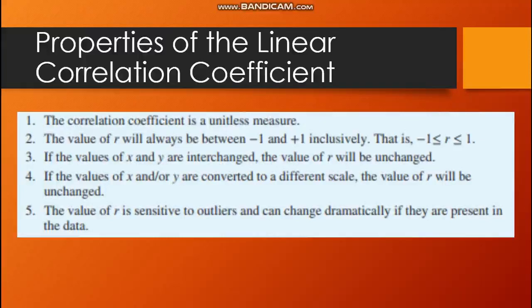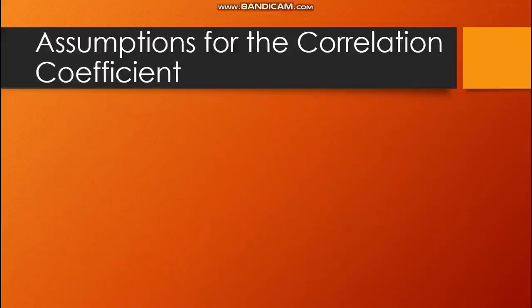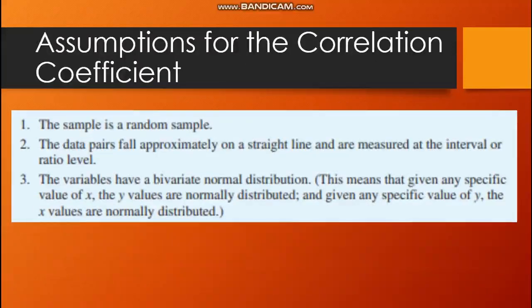Now, we have the assumptions for the correlation coefficient. The sample is a random sample. The data pairs fall approximately on a straight line and are measured at the interval or ratio level. That is the scales of measurement. We have the nominal, ordinal, interval, and ratio level. So, yung ating data pairs na measured siya at interval or ratio level.